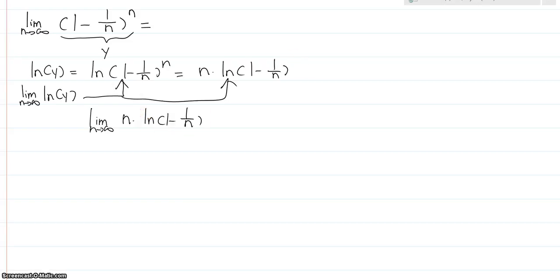And how are we doing that? Well, obviously, if you just plug in infinity, it's not going to work. So I'm going to do a forced division here, making this whole thing equal to ln of (1 minus 1 over n) over 1 over n. Because dividing by 1 over n is the same as multiplying by n. And now I can use L'Hopital's principle and take the derivative of both the top and the bottom.